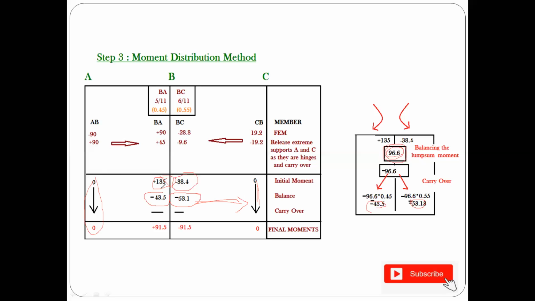This side is 135 plus 43, you're getting plus 91.5. Here you're having minus 38 and minus 53, you're getting minus 91.5. And for the joint CB, you're having equal to 0. So this becomes your final moment.